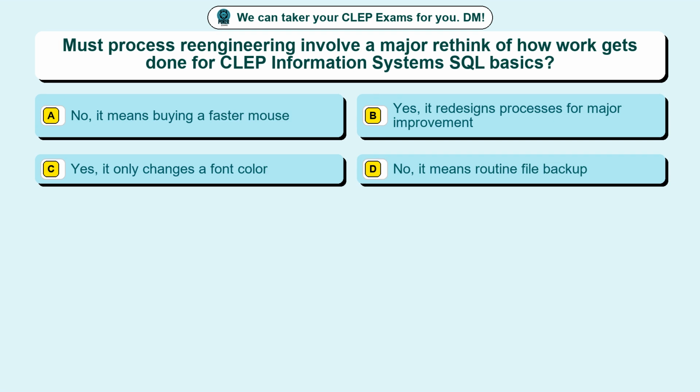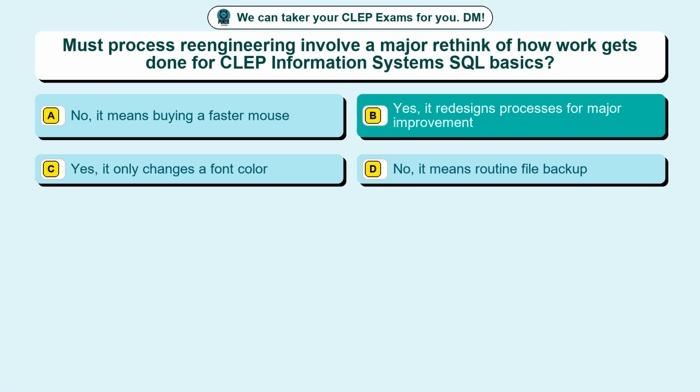Question 17. Must process reengineering involve a major rethink of how work gets done for CLEP Information Systems SQL Basics? Option A. No, it means buying a faster mouse. Option B. Yes, it redesigns processes for major improvement. Option C. Yes, it only changes a font color. Option D. No, it means routine file backup.